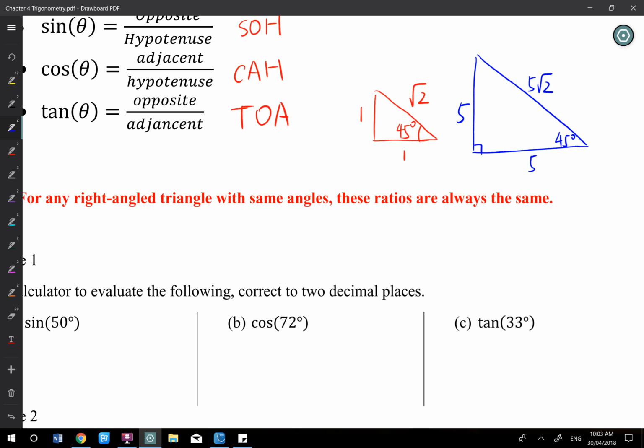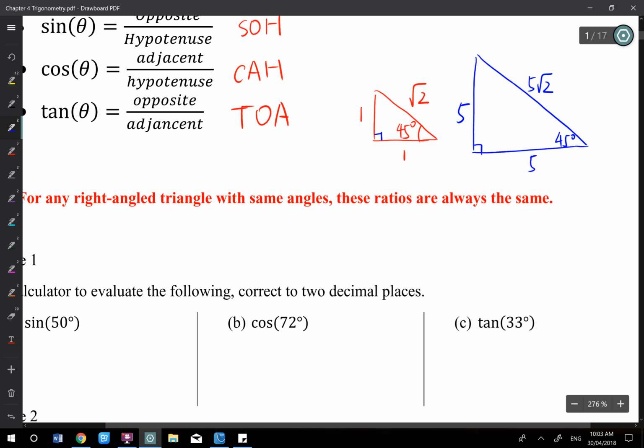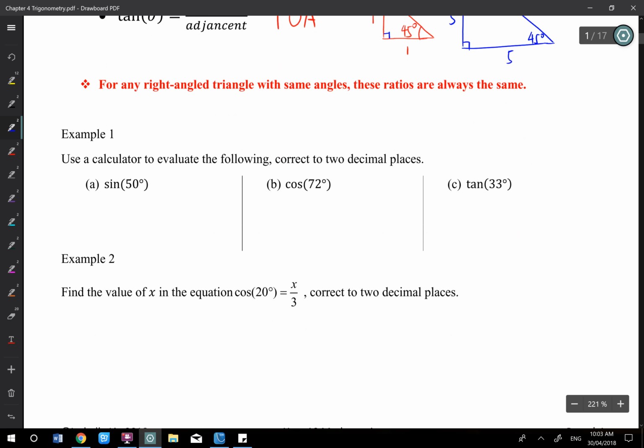Those two right angle triangles are also similar triangles. They have the same angles in the corresponding sides: 45, 45, 90, 45, 45, 90. For example 1, there is some evaluation. Sine 45 degrees is a ratio, and it equals a number. All of these things will be numbers when you evaluate them.